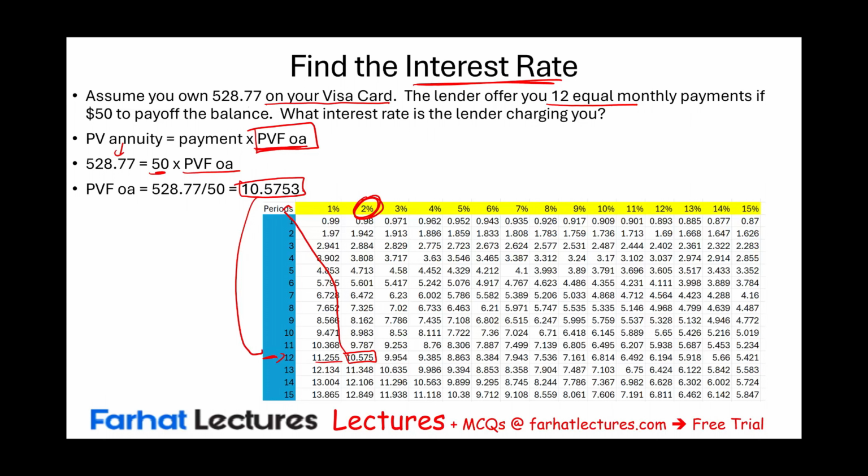Why? Because your payment is monthly, so your monthly rate is 2% interest. Well, I don't believe it. Well, let me prove it to you.